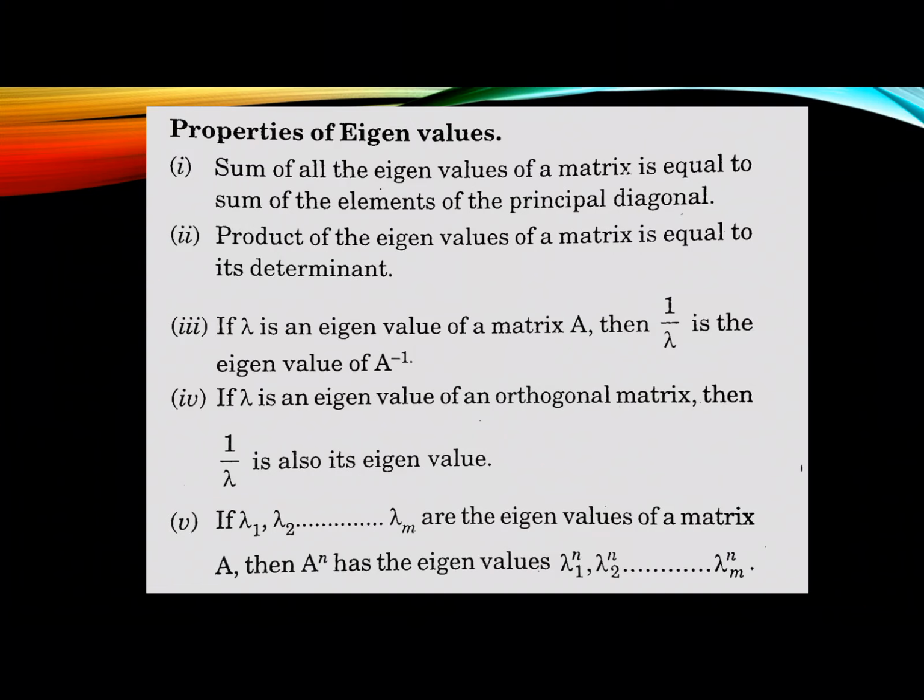If lambda 1, lambda 2, etc., lambda m are the eigenvalues of a matrix A, then A raised to n has the eigenvalues lambda 1 raised to n, lambda 2 raised to n, etc., lambda m raised to n. We have a matrix A and its eigenvalues are lambda 1, lambda 2, lambda 3, etc., lambda m. So when we take the matrix A raised to n, its eigenvalues will be lambda 1 raised to n, lambda 2 raised to n, etc., lambda m raised to n.